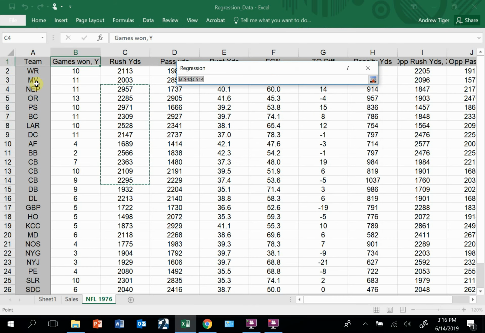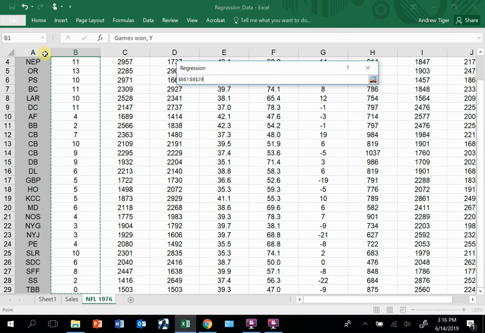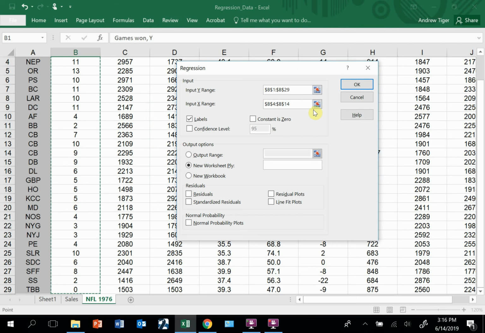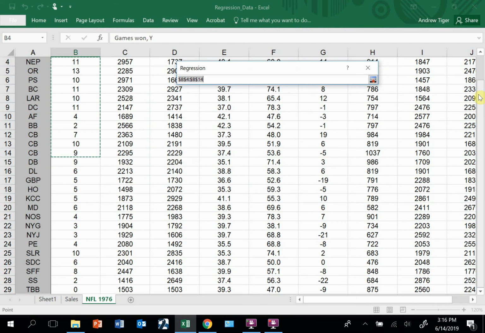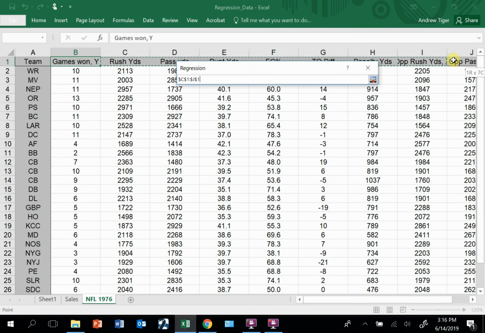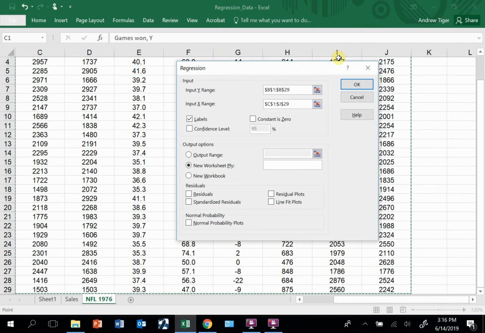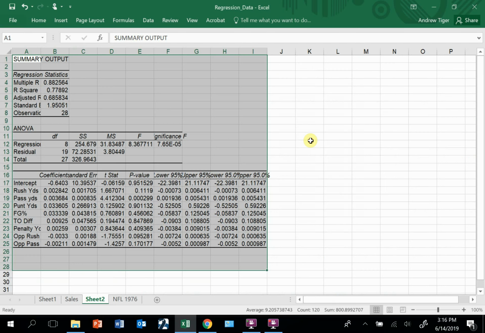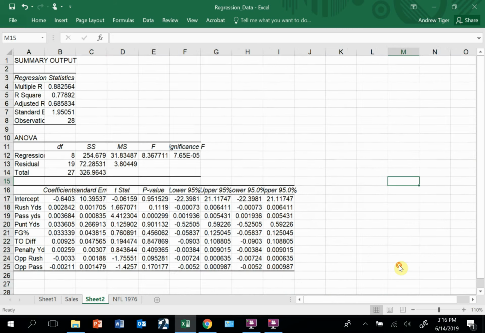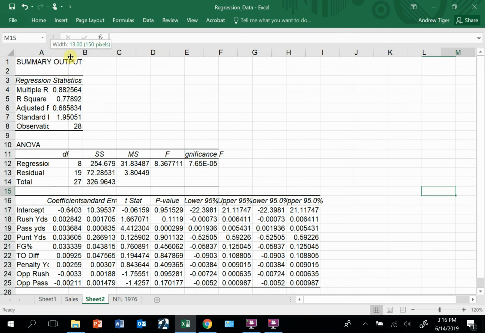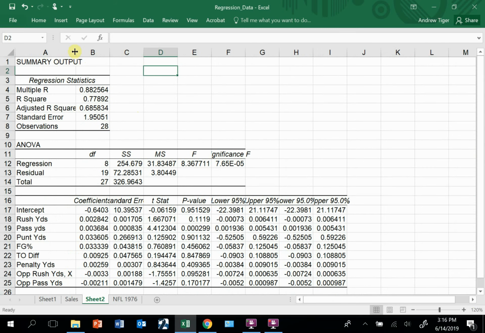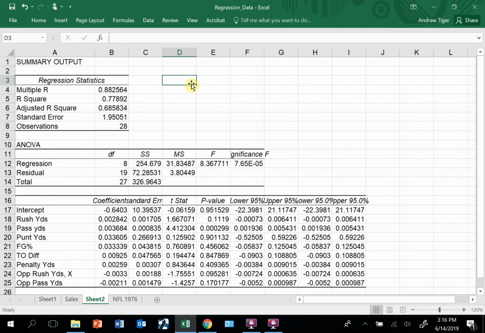I'm going to grab my y's first, including the label, and then my independent variables, my x's. Notice I have to grab all these at once, so they have to be attached. You can't have the data non-contiguous. So I grab the data, I have labels, and I say okay. Now you get this big analysis done really fast. It's fantastic that it's there that fast. So let's look at some things.